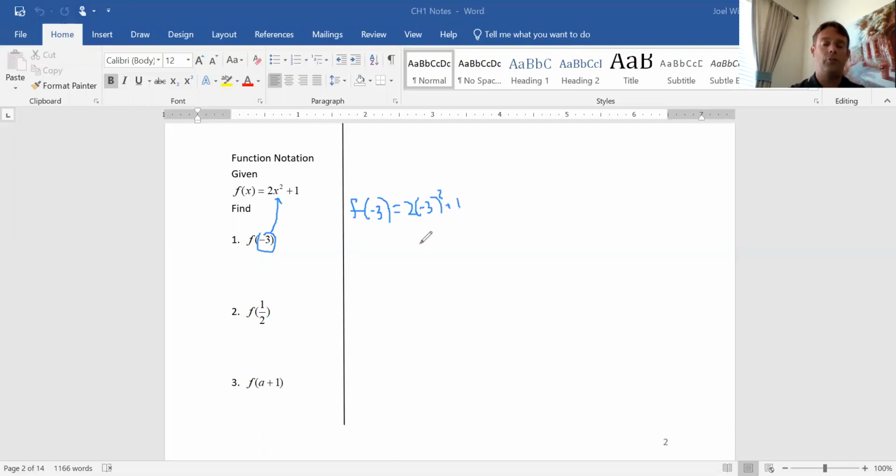So, all right, we're going to square the negative 3 first. So negative 3 times negative 3 would be a positive 9. So remember our order of operations. The exponent comes first. And again, you guys are pre-calc kids, so I don't have to say that to you too much. And that means f of negative 3 then is 18. Plus 1, which is 19.